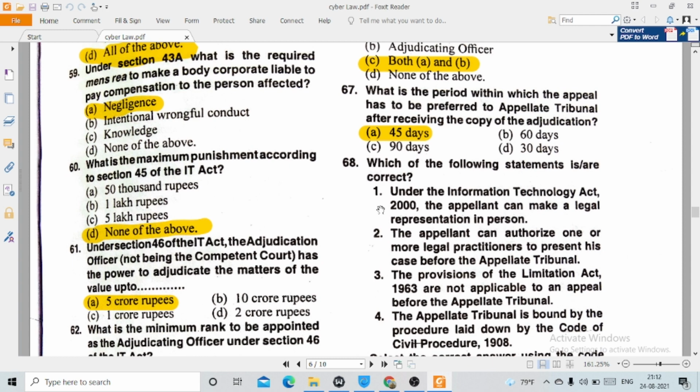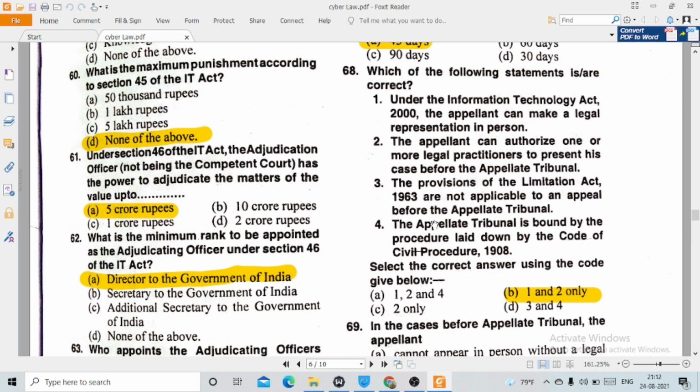61. Under section 46 of the IT Act, the adjudication officer, not being the competent court, has power to adjudicate the matters of the value up to 5 crore rupees. So this is the jurisdiction of the adjudication officer under section 46, the pecuniary jurisdiction, if I say.